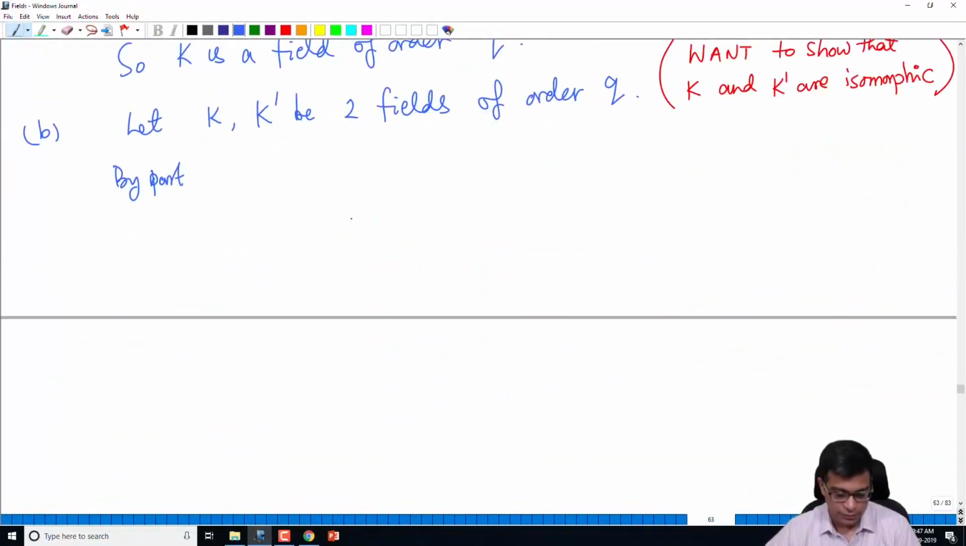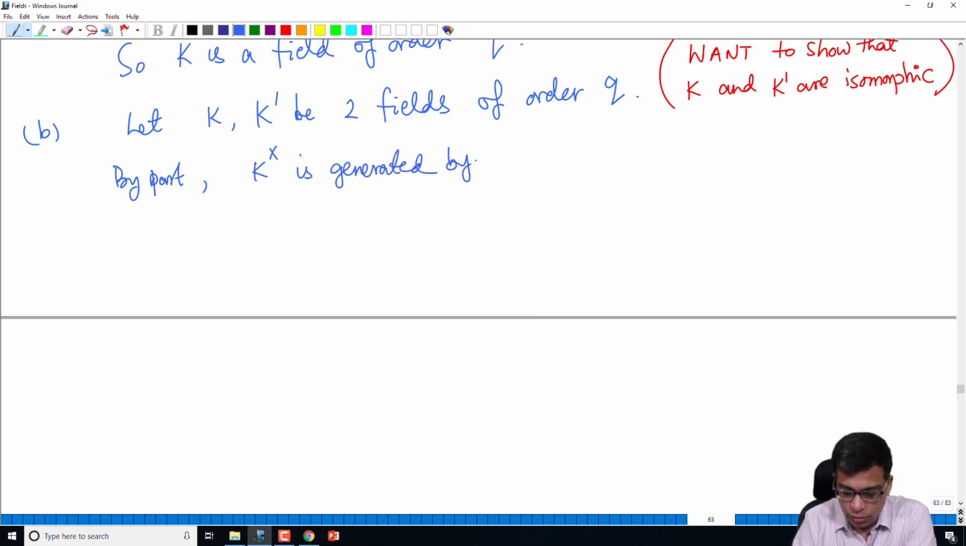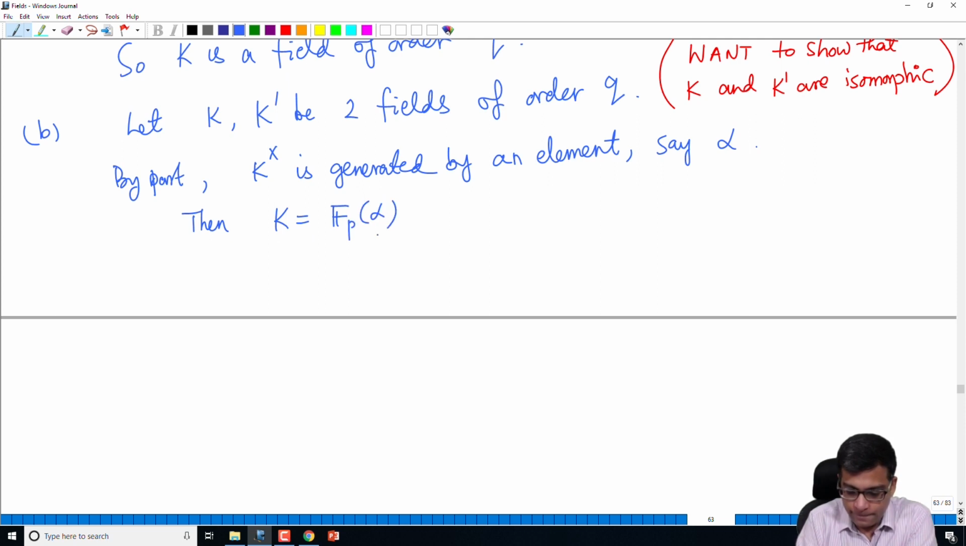K cross, which is the multiplicative group of non-zero elements of K, is generated by a single element. Let's call that alpha, right? So in particular, we must have that K is Fp alpha, right? Remember, all these extensions are finite.